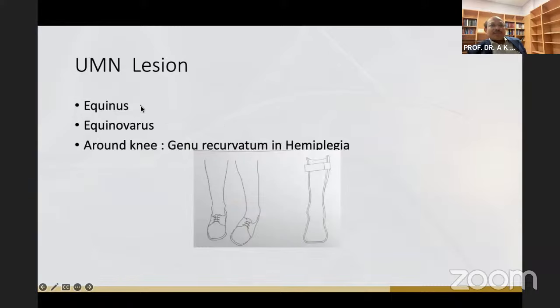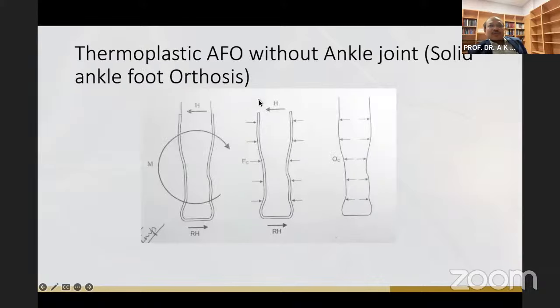Now in UMN lesions, it may be equinus, it may be equinovarus, or at the knee, maybe genu recurvatum, and we can use the same thing, that is an ankle foot orthosis with an anterior trim line. It may be anterior to the malleoli or posterior to the malleoli, but as it is a neurogenic weakness, we should not give any joint. So it is a non-articulated type of ankle foot orthosis. I already told you, another name is the solid ankle foot orthosis, that means SAFO.